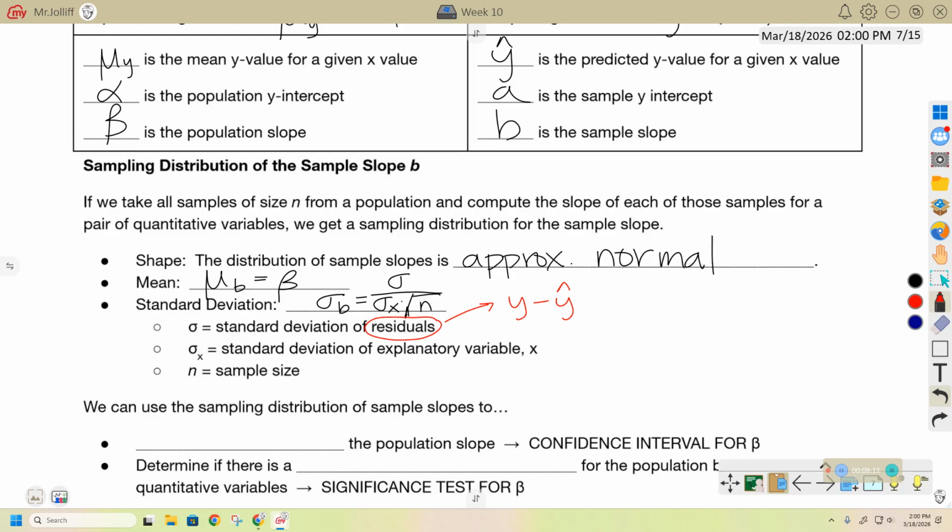Sigma x is the standard deviation of the x values. So in our warm-up activity, it would be the standard deviation of the heights, which was our x or our input. And you're probably thinking, OMG, I don't want to have to calculate that every time I go to build a confidence interval or do a significance test. And the answer is you won't have to, because sigma b is given in the computer output.